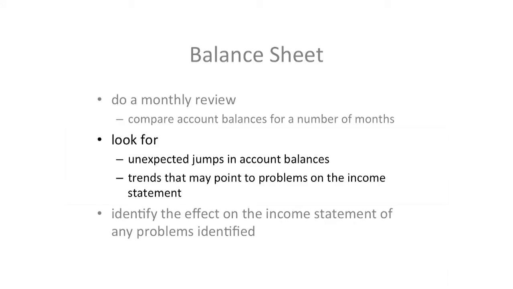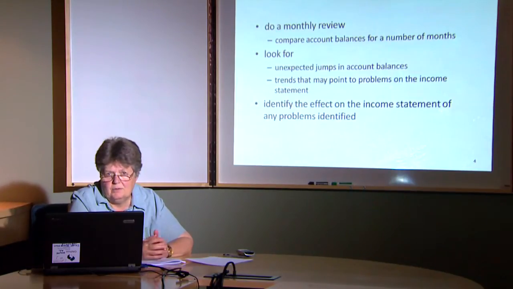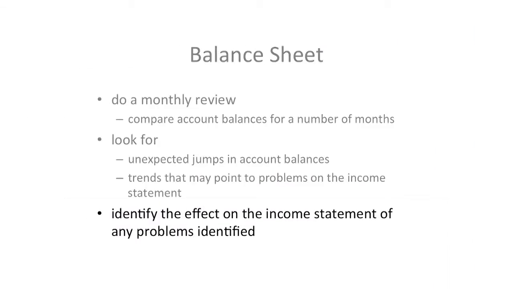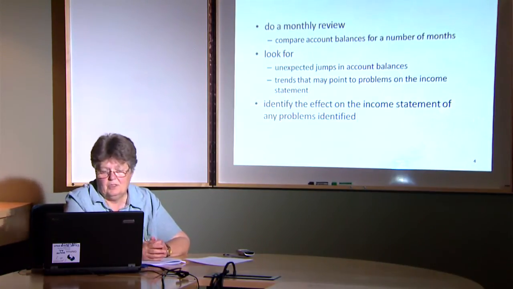Trends that may point to problems on the income statement. So that would be big increases in the receivables or accrued accounts that don't seem to be being adjusted monthly. And you need to identify those things that are going to affect the income statements. I've actually seen this over and over again, where boards have been reviewing income statements. They think they have surpluses. The audit gets done and they end up with a major deficit. And that's because they haven't been looking at the balance sheets and not evaluating what's going on in them.